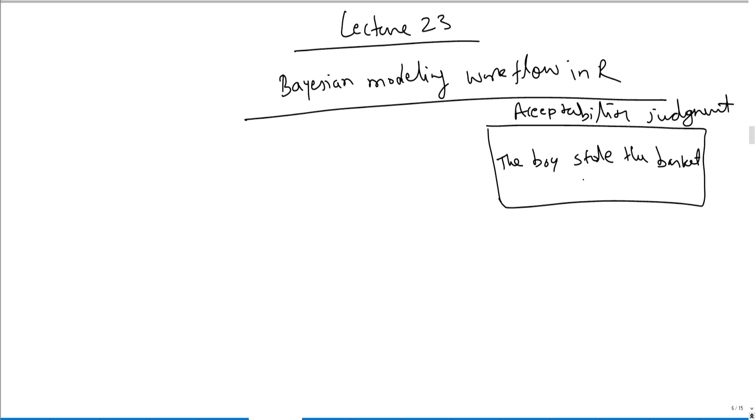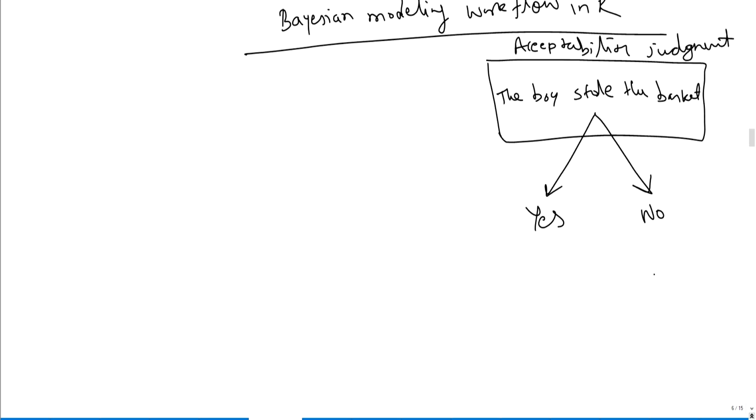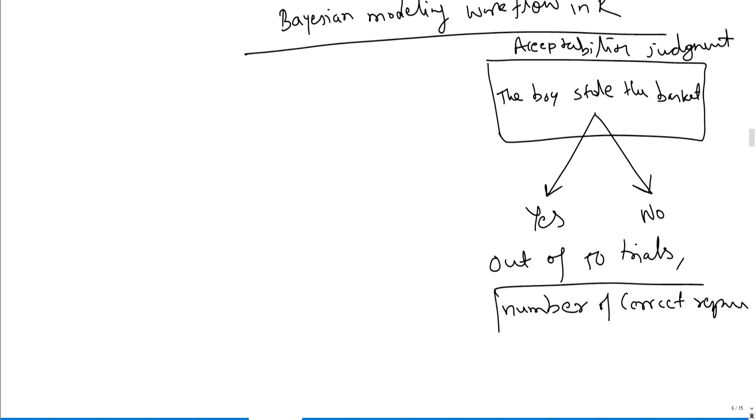You can give instructions in any way you want, depending on what you want to investigate. But the goal is to judge whether this is an acceptable sentence in the English language or not. They will respond with yes or no using some keyboard keys. Let us say we are interested in recording, out of a total of 50 sentences, in how many cases their response is correct. So, we are interested in recording the number of correct responses out of a total of 50 trials.